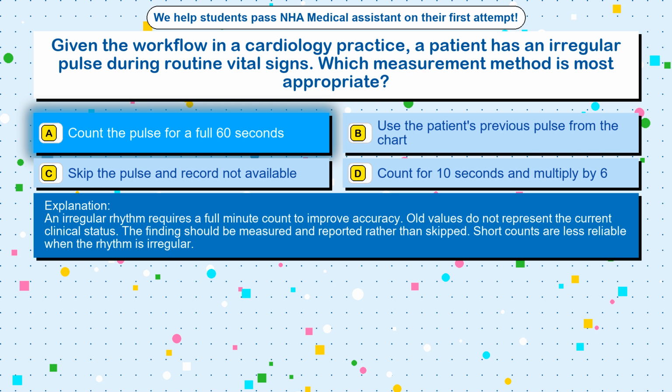An irregular rhythm requires a full minute count to improve accuracy. Old values do not represent the current clinical status. The findings should be measured and reported rather than skipped. Short counts are less reliable when the rhythm is irregular.